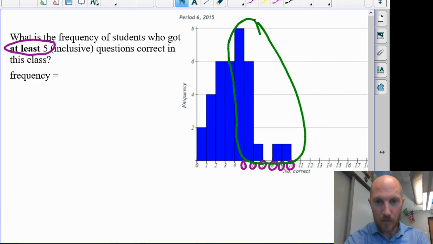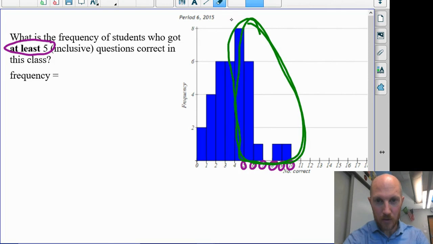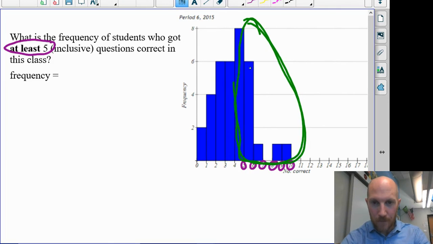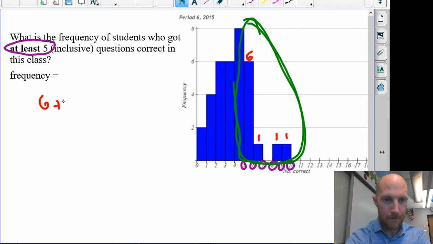My circle got too big. All of these frequencies that are actually inside my circle. So 5 questions right, that had a frequency of 6 people, that's the height. 6 questions right had 1 person, that's the frequency. Nobody got 7 questions right. 8 questions, another 1 person, that's the height. And 9 questions also had 1 person. So we're going to add those together, 6 plus 1 plus 1 plus 1, which is a total of 9.